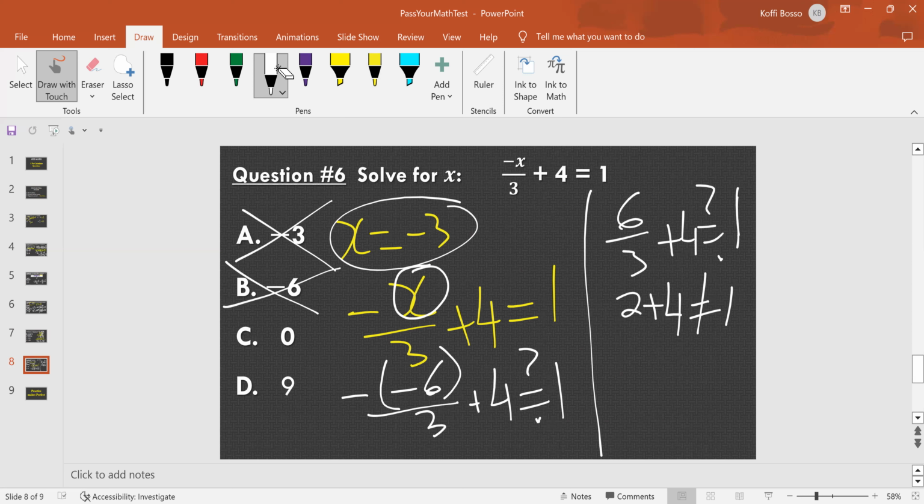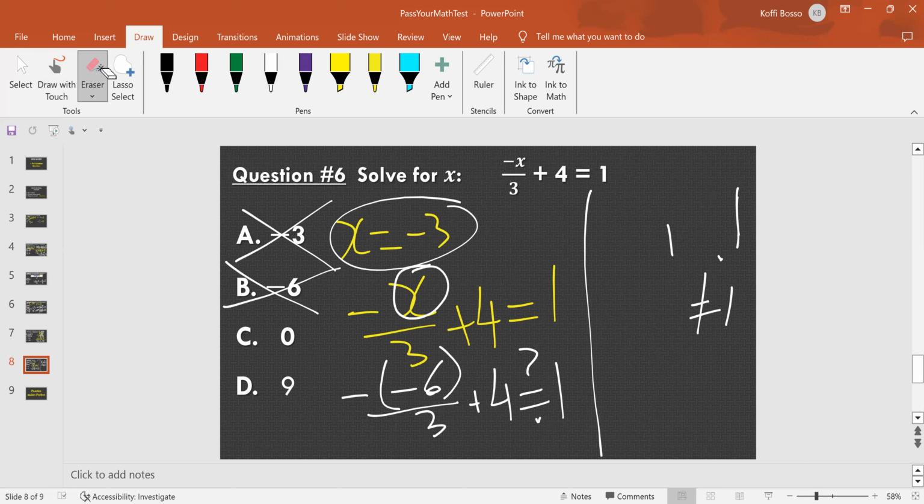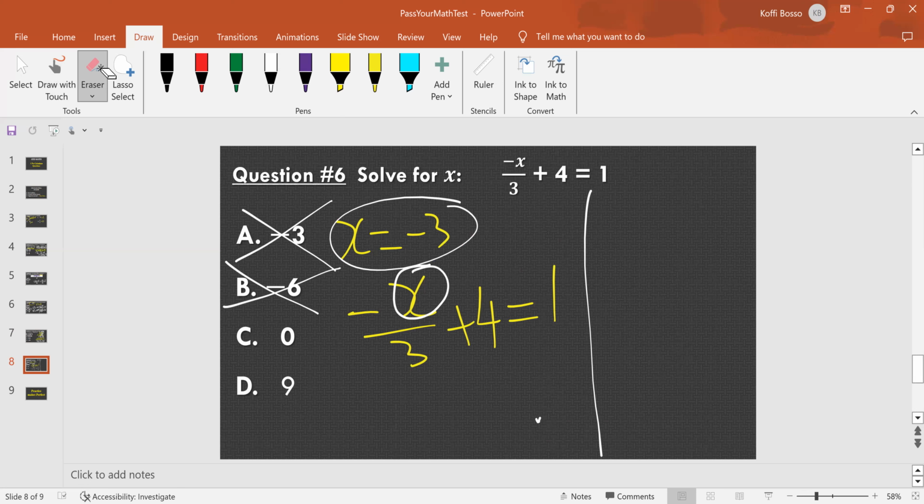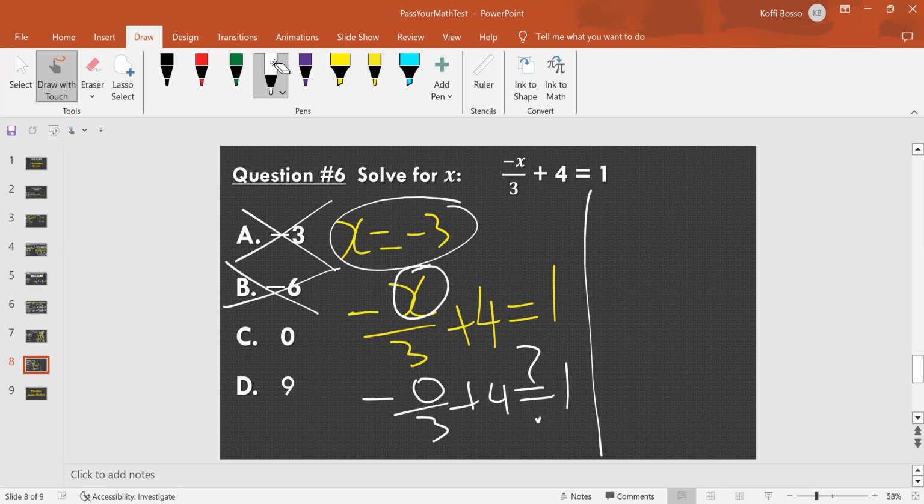What about C? So you replace, again, x by 0. Now let's see what's going to happen. Because they say negative x, if you have negative 0, understand that it's just 0. So that negative 0 divided by 3 is 0. Plus 4, we want to see if this is 1. So 0 divided by 3 is 0. But can we see that 0 plus 4 is 1? No. So C is not the correct choice. Okay, so we'll see that D is the correct choice.